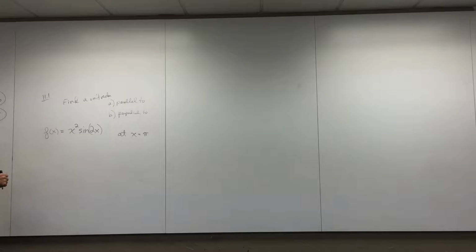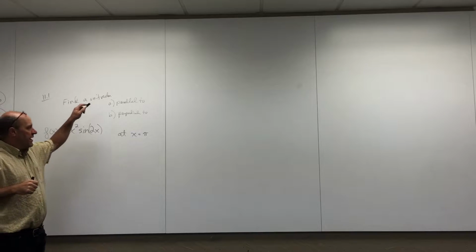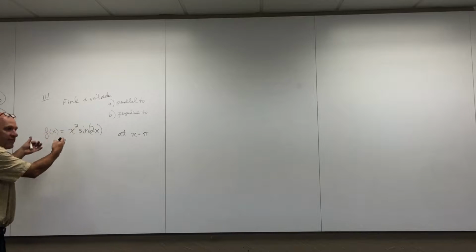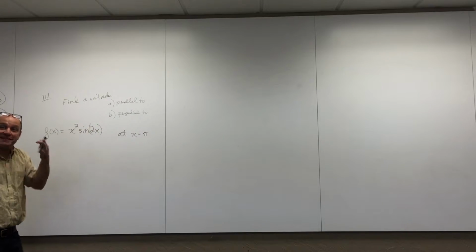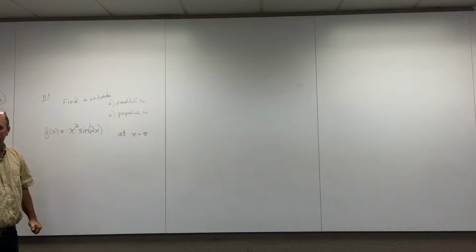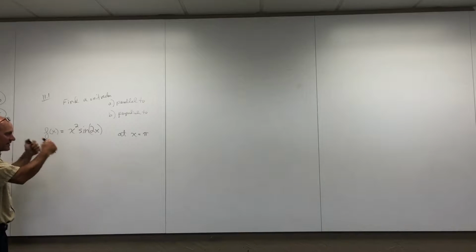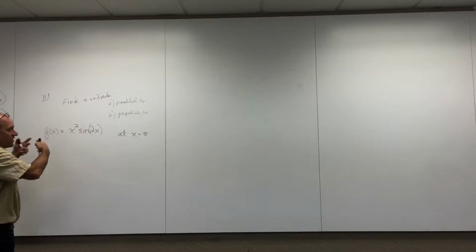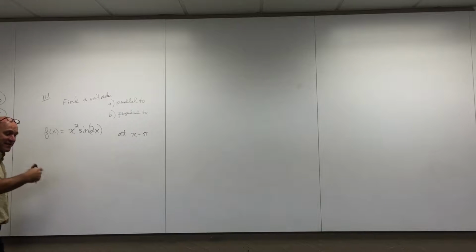We need a derivative because if we're going to be parallel or perpendicular to a graph, we need to be parallel or perpendicular to the tangent line. So I need the derivative. I need to know the slope of the tangent line at that point, and then I can work off that. So that's what I need: the slope of the tangent line at that point.